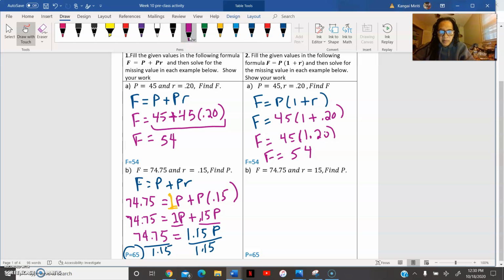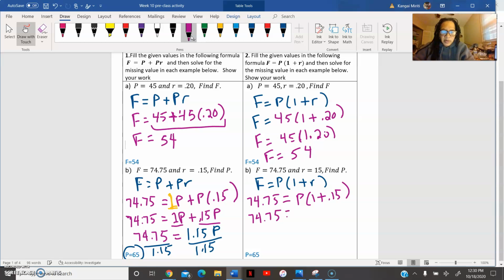Now let's do this problem over here, which is similar. It's really the same formula, just written in another way. Let's see how it plays out when the formula is written like this. So again, we fill in our values that we have. P is what we're missing, but we do have r, which is 0.15.